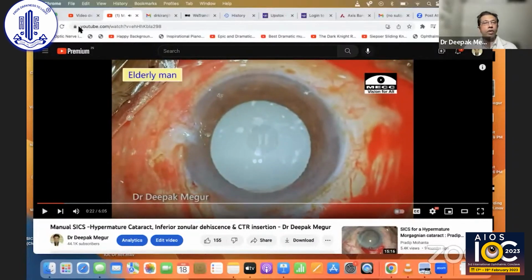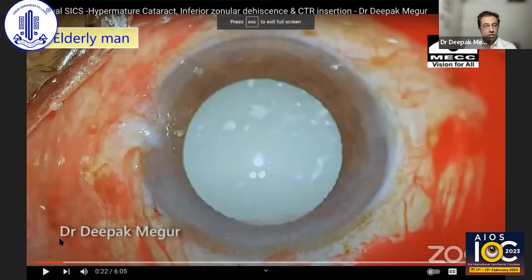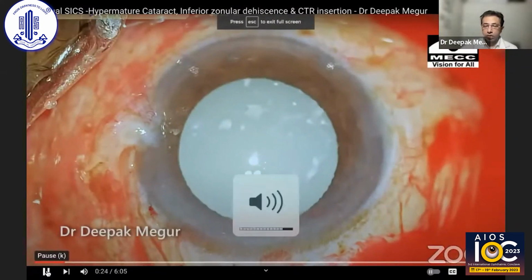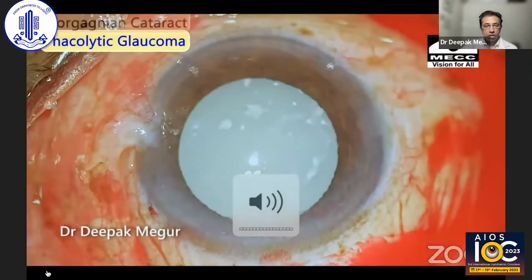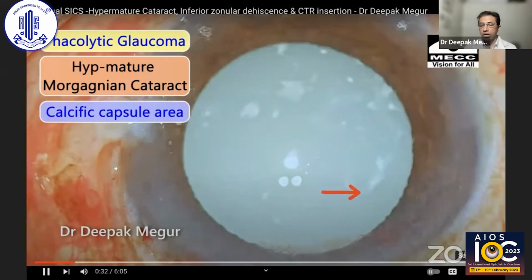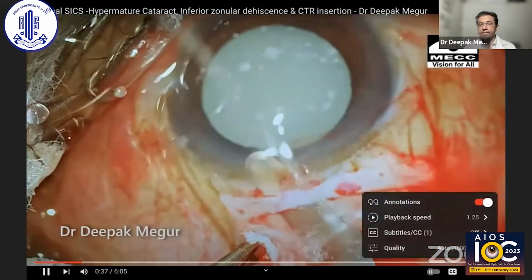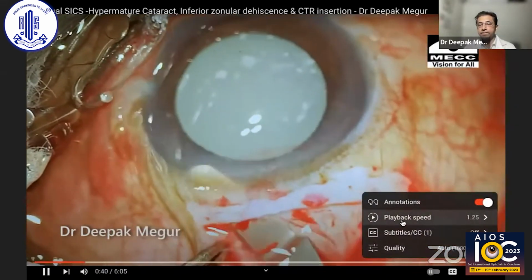This is an elderly male patient who is having phacolytic glaucoma with a hypermature Morgagnian cataract, and you can see these calcific spots on the anterior capsule, all suggestive of a very long-standing cataract, and I expect a very weak capsular bag as well as zonules in this patient.